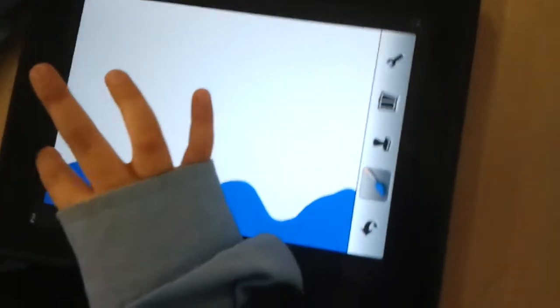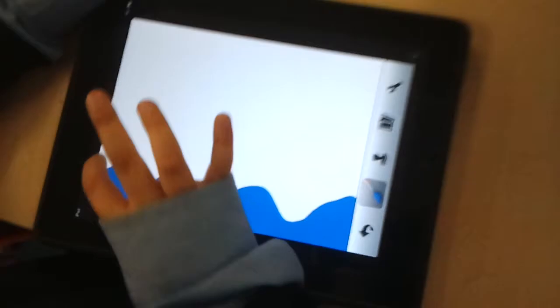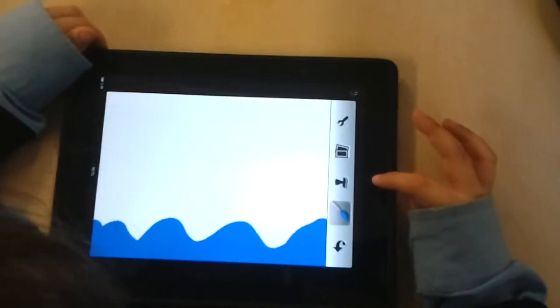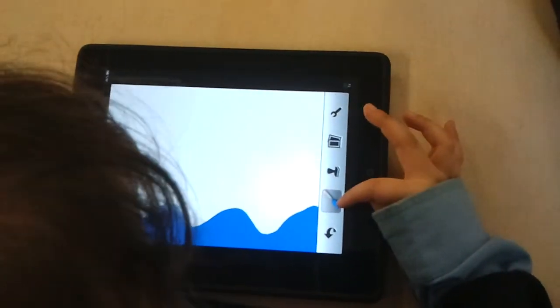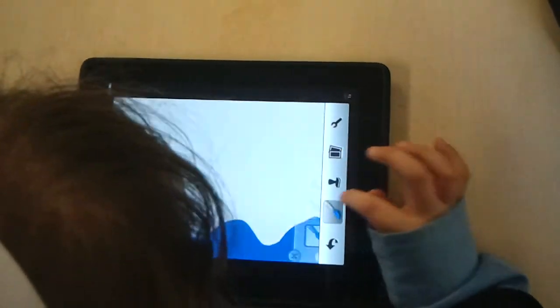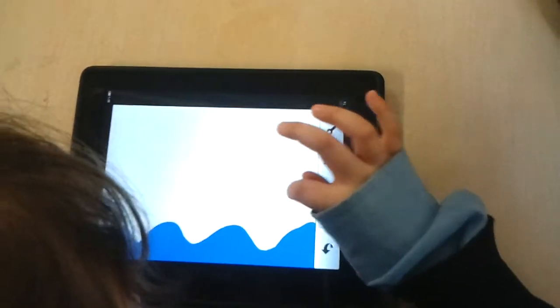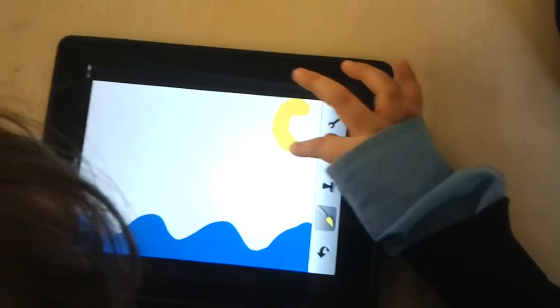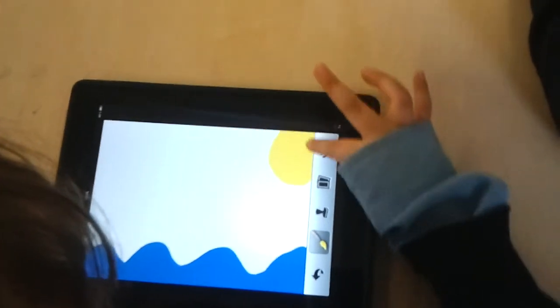That's beautiful. Oh, there's the beginning of your picture. What are you going to draw next? I'm going to draw the sea. So, she's selected a yellow. And she's going to draw the sun.